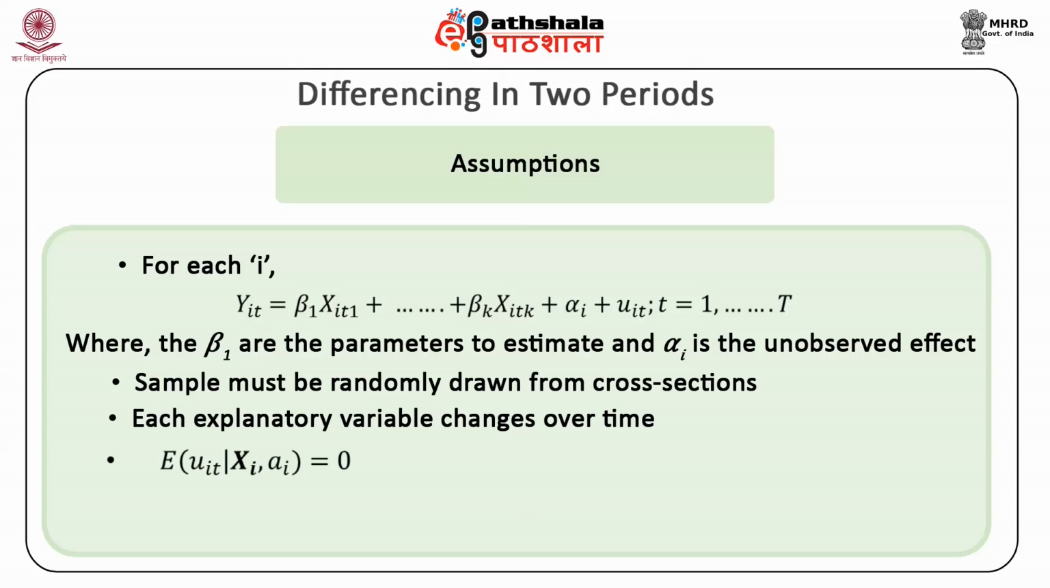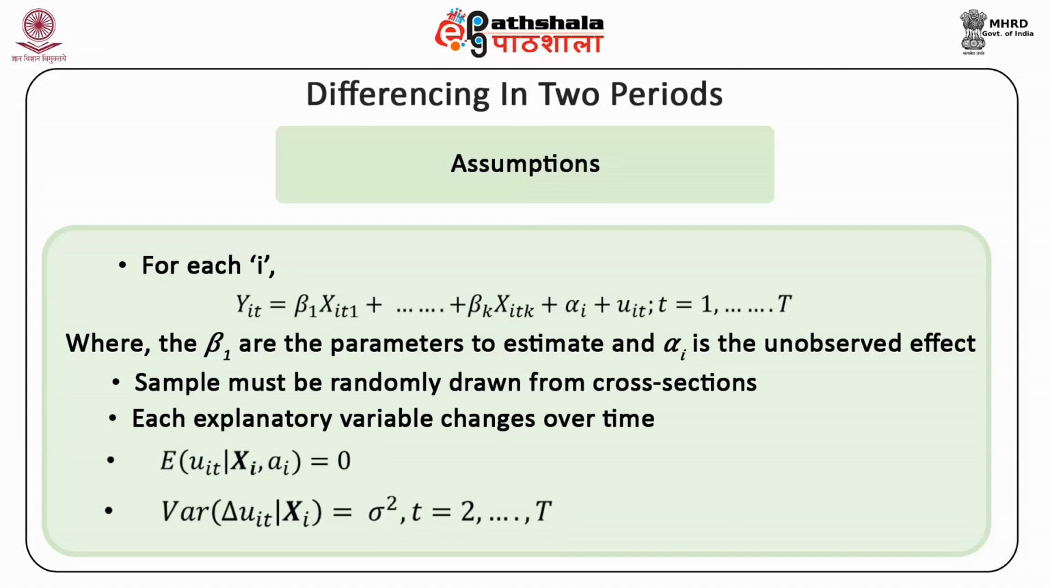Our fifth assumption is that the variance of the differenced errors, conditional on all independent or explanatory variables, is constant. That is, the variance of delta u_it given X_i is equal to sigma square for any value of small t equal to 2, 3 and so on up to capital T. This assumption ensures that the differenced errors delta u_it are homoskedastic.